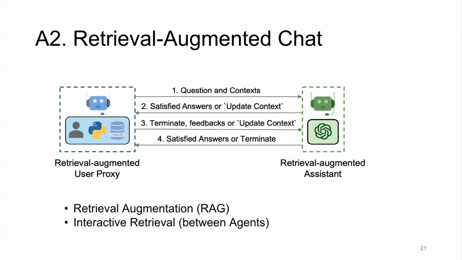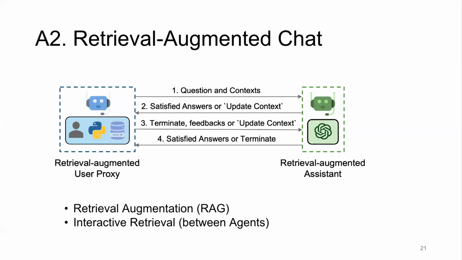The second one is about RAG, retrieval augmented conversation, which is also similar to the talk earlier by True Era. Here, we just streamline the RAG into two assistants or two agents. One is a retrieval augmented user proxy.